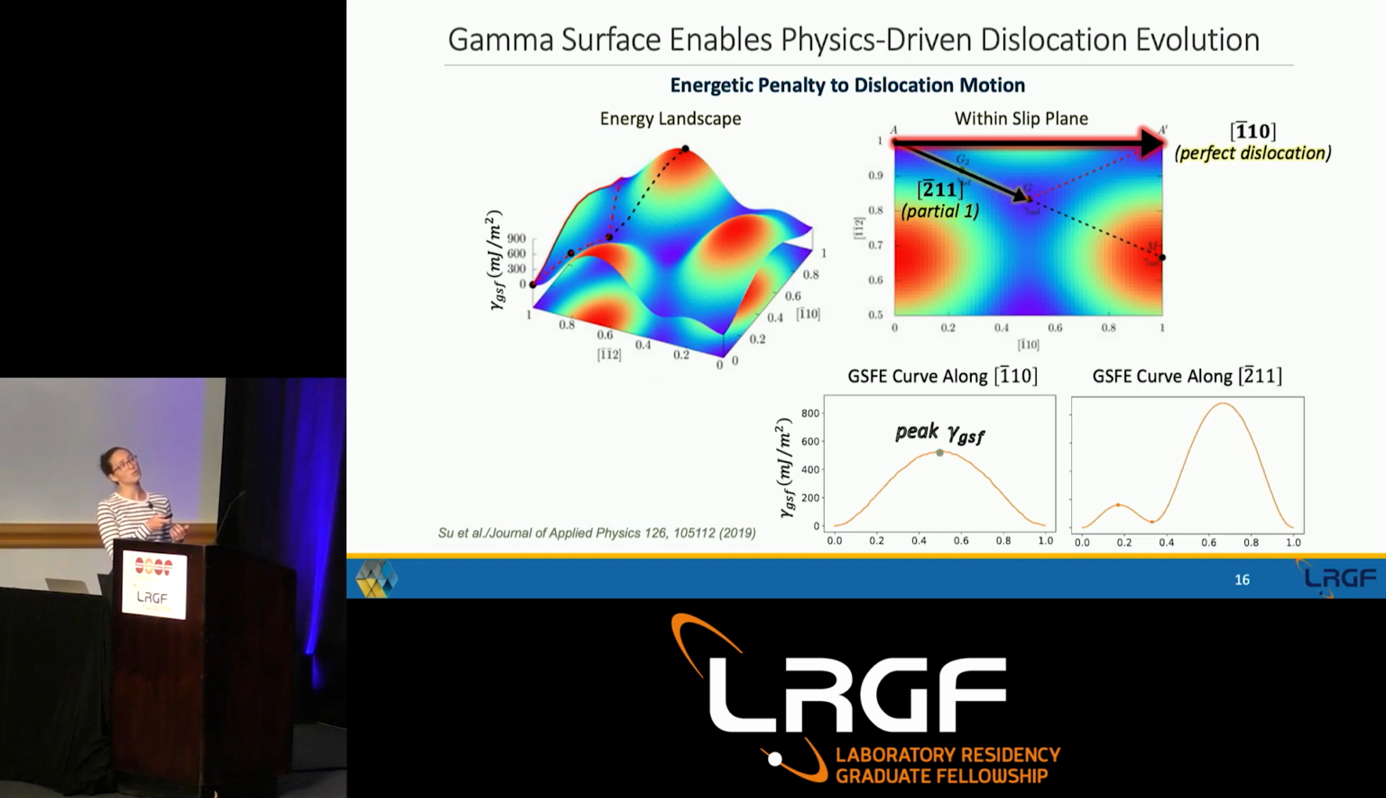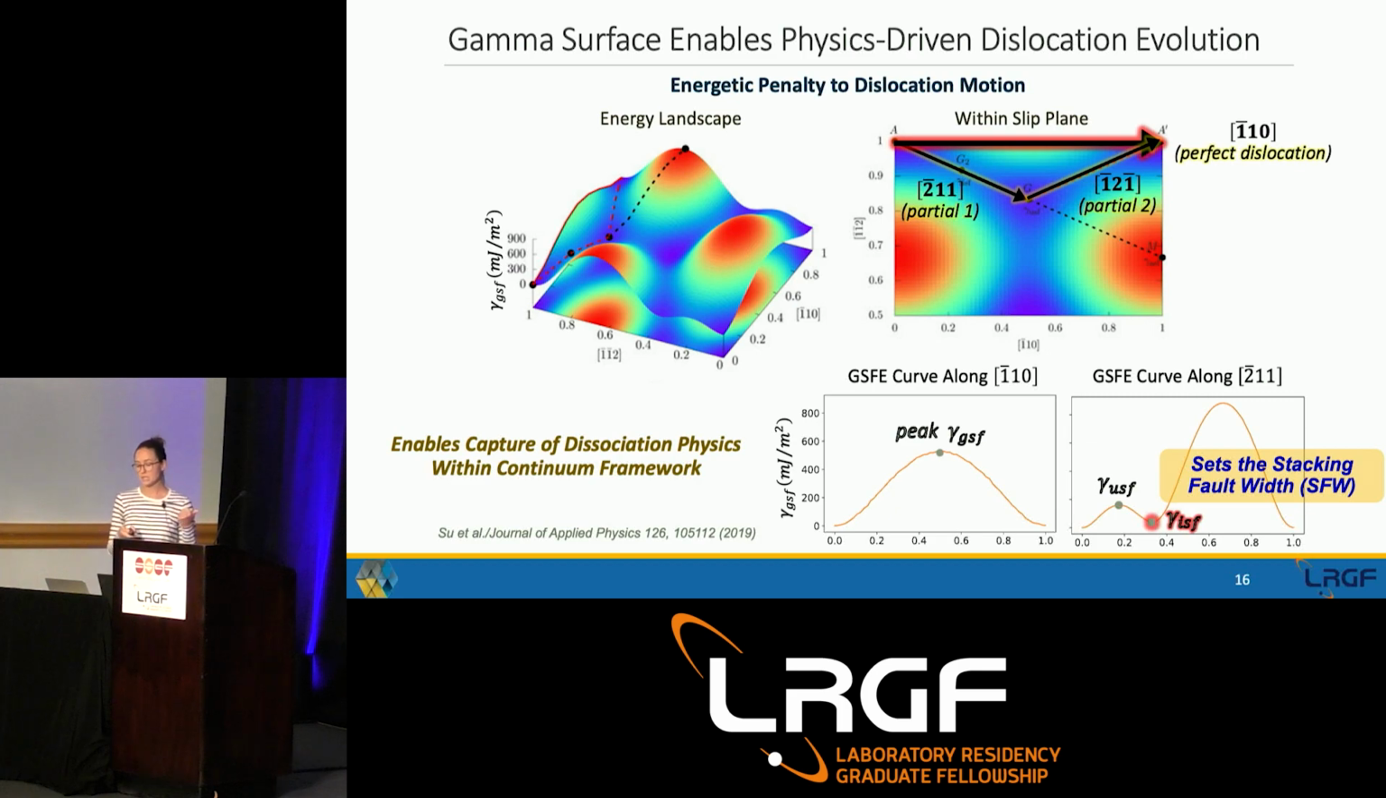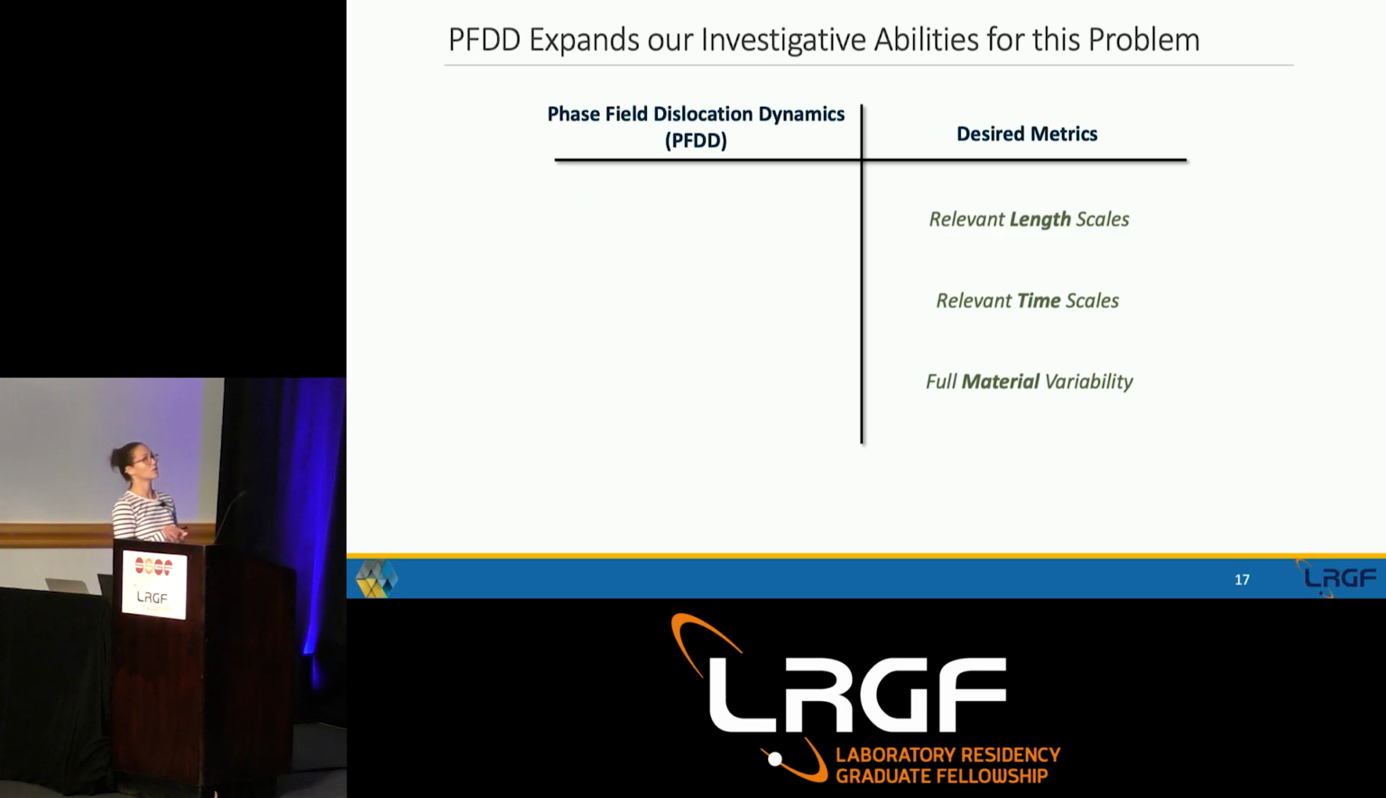But if we move in our partial directions, if we split it up into two motions, then we have this associated curve where we can see a much lower energy penalty for our unstable stacking fault energy, as well as our intrinsic stacking fault energy, which is our material property. Just remember that this intrinsic stacking fault energy is associated with the stacking fault width between the partials. So this enables us to capture dislocation physics in a continuum framework in this meso-scale model.